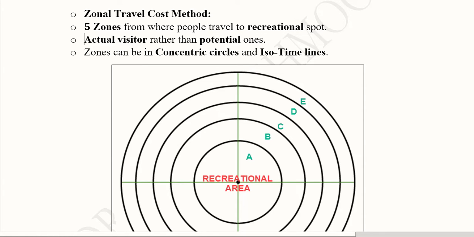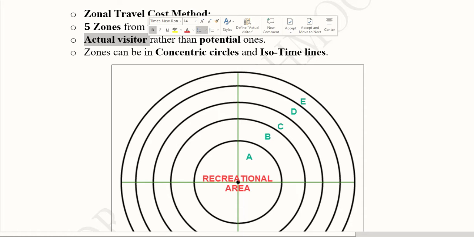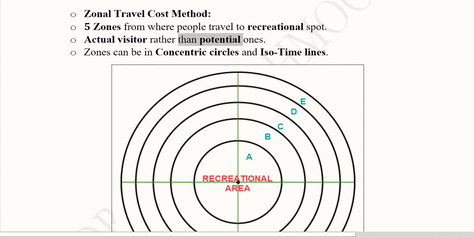And in this zonal travel cost method, we use the data from the actual visitors rather than potential ones. This is good in the sense that we are going to interview the people or collect the data from those who are actually visiting the place, rather than those who are willing or may not be willing or partially willing to visit the place. So this is more reliable when it comes to actual visitors.